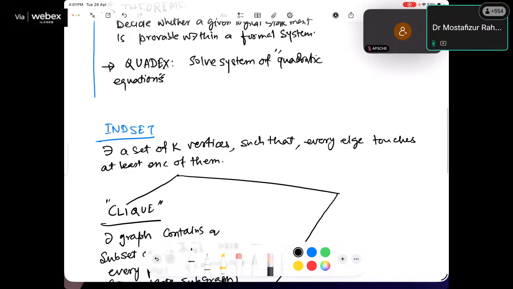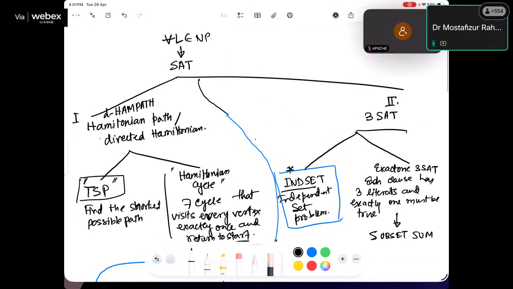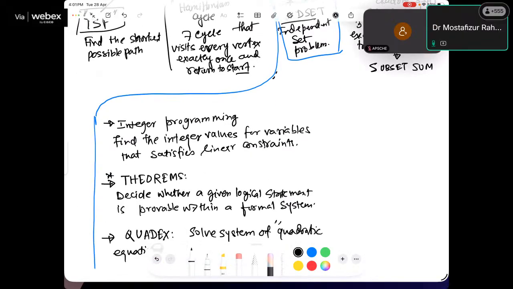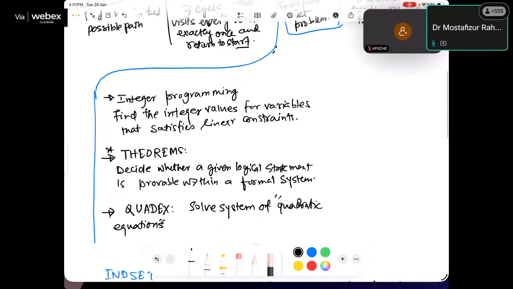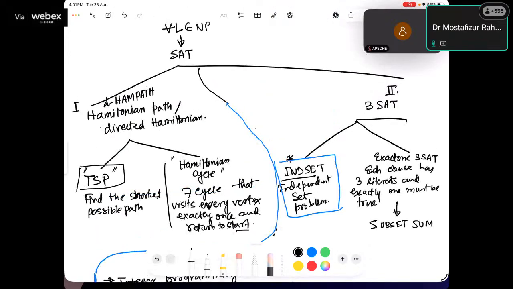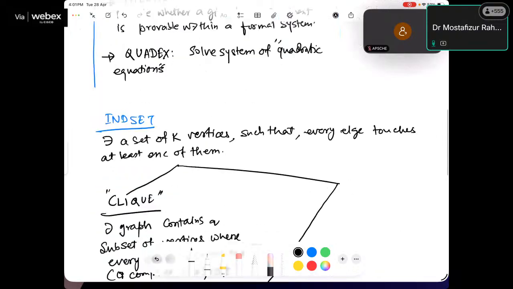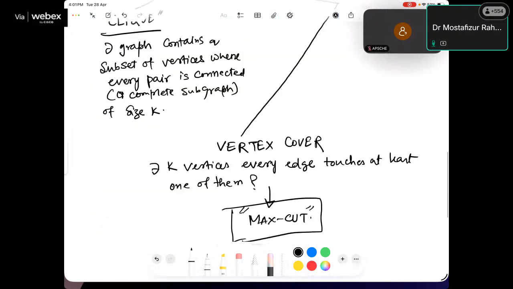This is just a broad categorization of many problems that basically come under SAT. It may be the Hamiltonian path problem. Within that, it may be the traveling salesman problem with weighted edges, or the Hamiltonian cycle problem where edges are just one. This can be the 3-SAT problem, integer linear programming, or quadratic problems. It can be the independent set problem. It can be exact-one 3-SAT problems such as subset sum. In the independent set, it can be either a clique type of problem or a vertex cover problem, right?